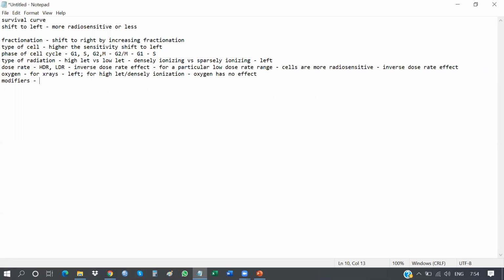Modifiers is the term used for those substances or chemicals which shift the curve to the left, and the ones which shift it to the right are called protectors.